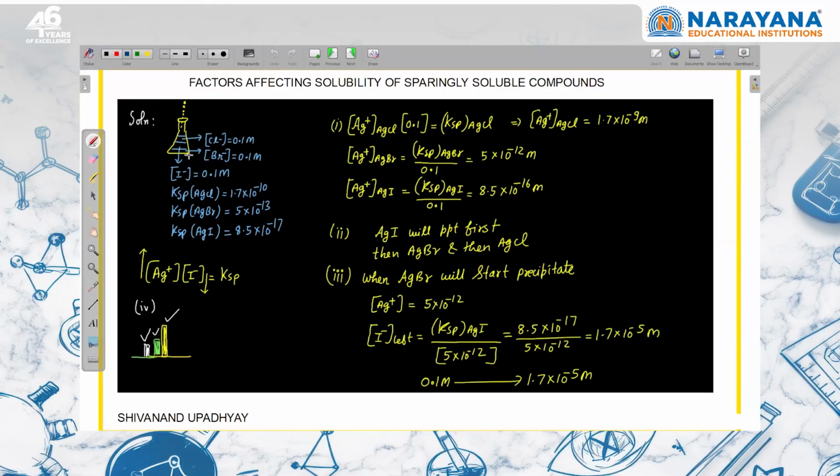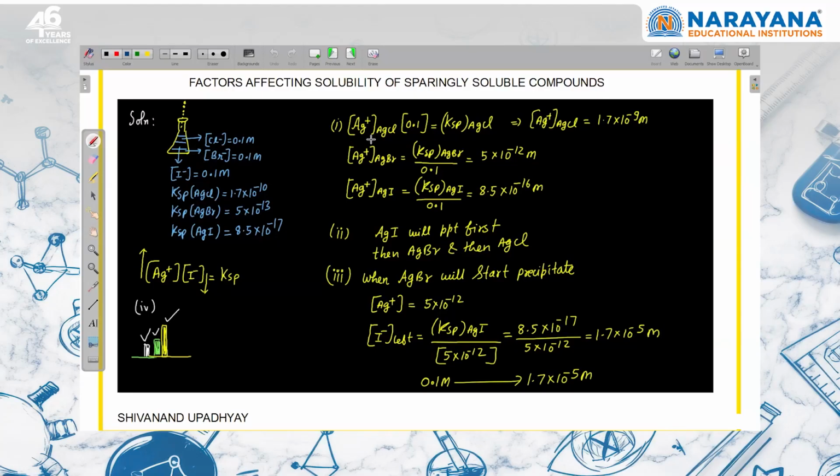So we have calculated that in order to precipitate these ions, what is the concentration of Ag plus ion required? For precipitation, at least the ionic product should be equal to Ksp. If it is slightly greater than that, then precipitate will occur. So that's why we are putting ionic product equal to Ksp to get the minimum concentration of Ag plus ion to precipitate these ions.